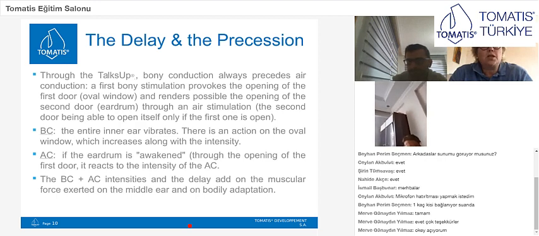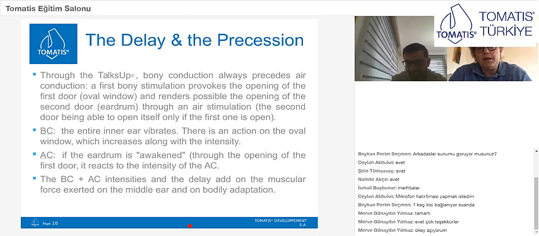So through the Tomatis device, bony conduction always precedes air conduction, as you know. A first bony stimulation provokes the opening of the first door, the oval window where you have the stirrup, and renders possible the opening of the second door, the eardrum, through an air stimulation, the second door being able to open itself only if the first one is open.